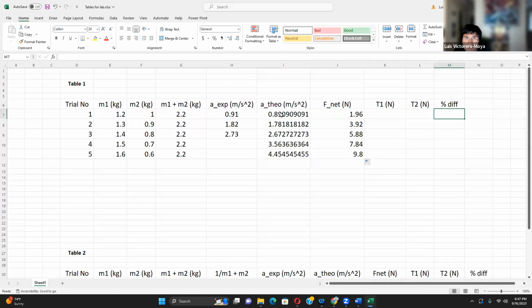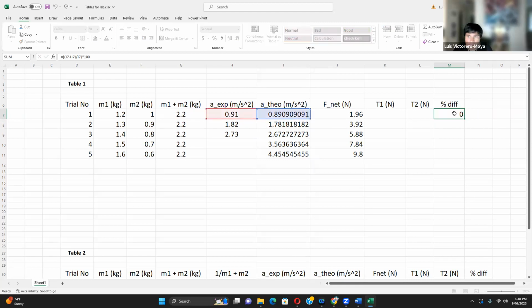And then the percentage difference will be the percentage difference between these two. So if you want to find this one, for example, it will be parentheses, the accepted minus the theoretical, divided by the accepted, and all in parentheses, of course, multiplied by 100%. So yeah, of course, you have to take the absolute value of this, right?